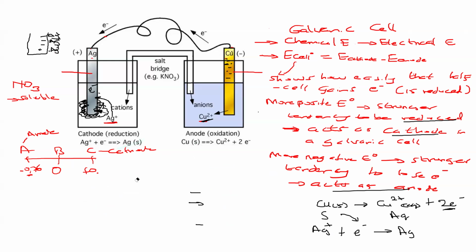All right, so I want to show you something now. We're having this half reaction and we're having this half reaction. So let's write them as they are. Just that now we know which one is the anode and which one is the cathode.